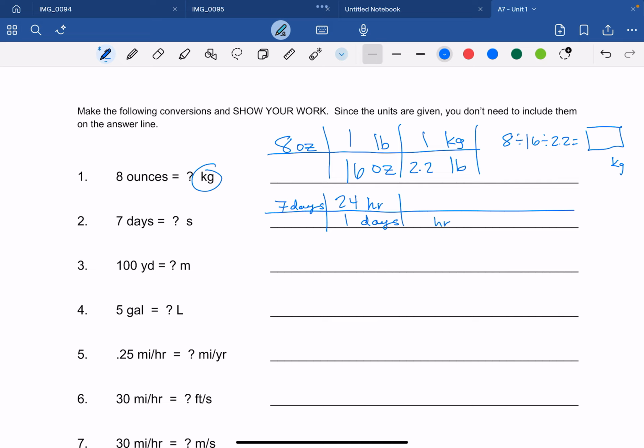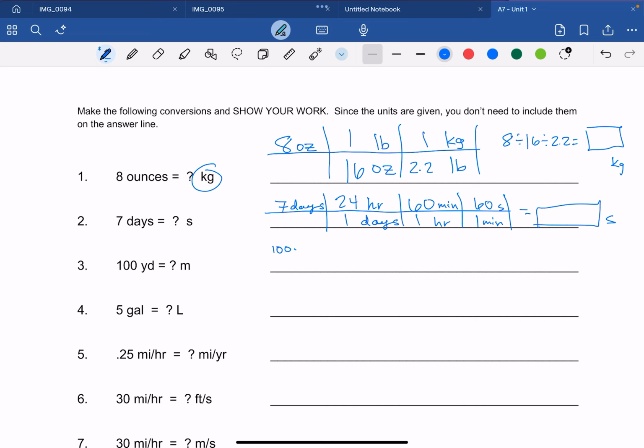And since hours are on the top, let's get hours to the bottom here. In 1 hour, there are how many seconds? Well, not 60 seconds, but there are 60 minutes. In 1 minute, now we know there's 60 seconds. And this would be where we could stop. And so in your calculator, 7 times 24 times 60 times 60 will give you your answer in seconds.